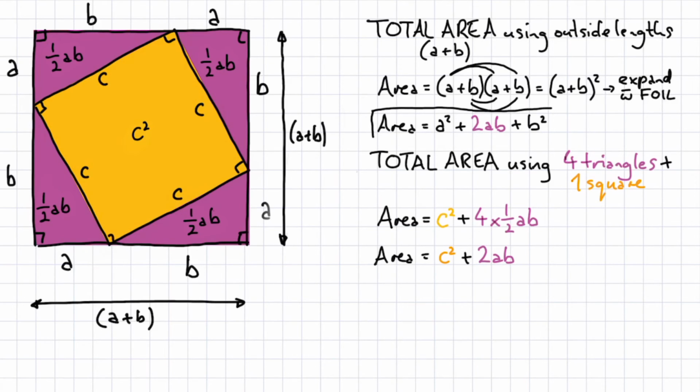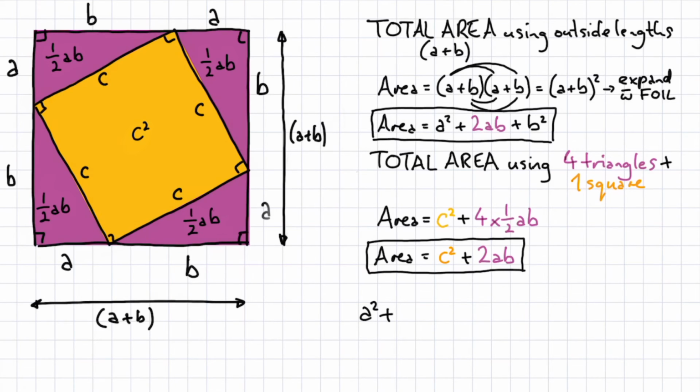The first way, using the outside lengths, gives a squared plus 2ab plus b squared, and the second way, using the four triangles and the inner square, gives c squared plus 2ab. Even though they're two different methods, those two calculations should actually be equal, so we're going to equate them. a squared plus 2ab plus b squared, which is using the outside lengths, is going to equal c squared plus 2ab, which was the area calculated using the four triangles and the square.